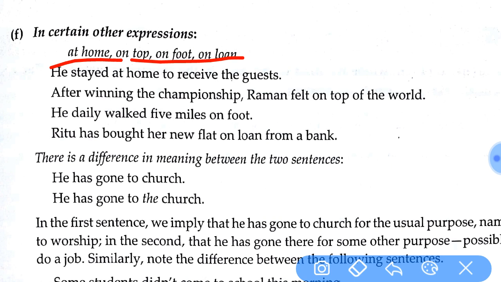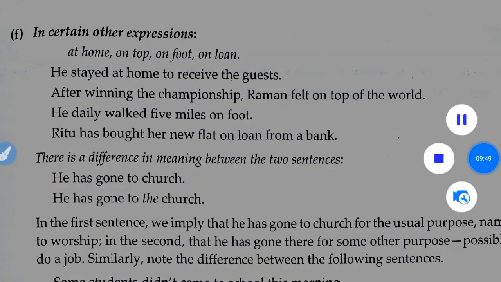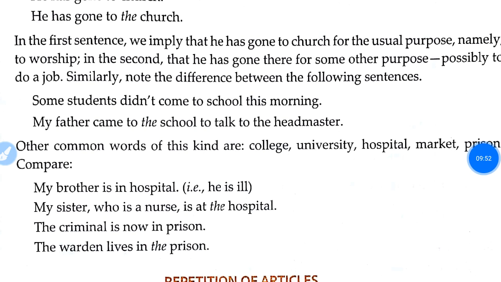There is a difference in meaning between the two sentences. He has gone to church. He has gone to the church. When we say the church and to church, in the first sentence we imply that he has gone to church for the usual purpose, namely the worship. In the second sense, he has gone to the church for some other purpose, possibly to do a job. So when we have such kind of sentences, we have a different meaning altogether. Therefore, we do not use article in such kind of places.